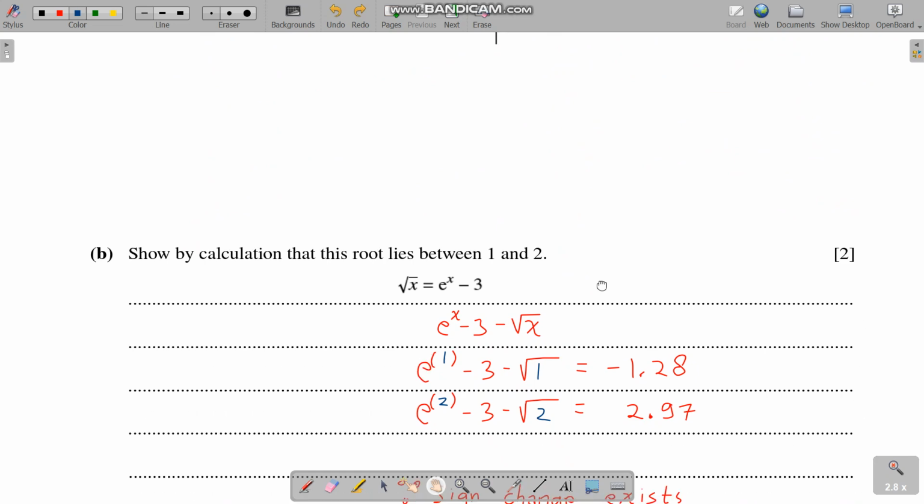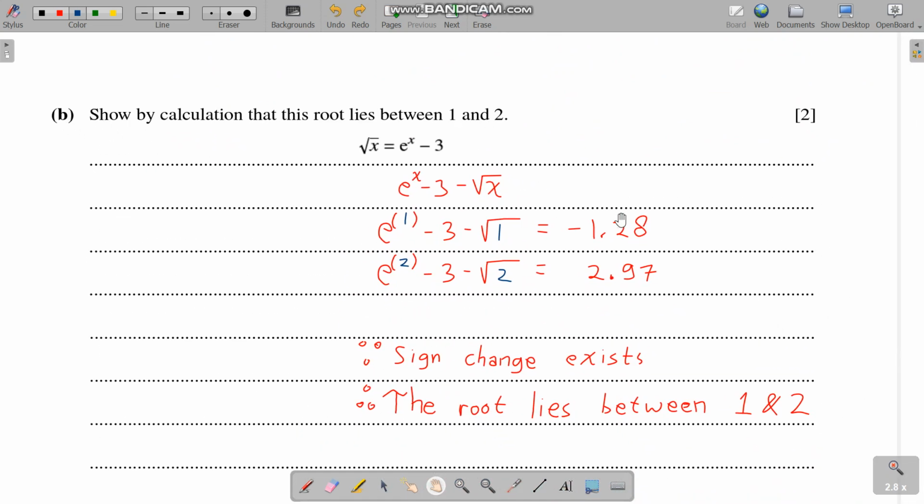Next part, show by calculation that this root lies between 1 and 2. So back to the original equation here, just move everything to one side. So here just move the root x to the left, we have minus root x, and then we replace the x with 1 and 2. Use a calculator, you will get something negative, something positive, and then you have to draw a conclusion: because we have something positive, something negative, a sign change exists, and so the root lies between 1 and 2.